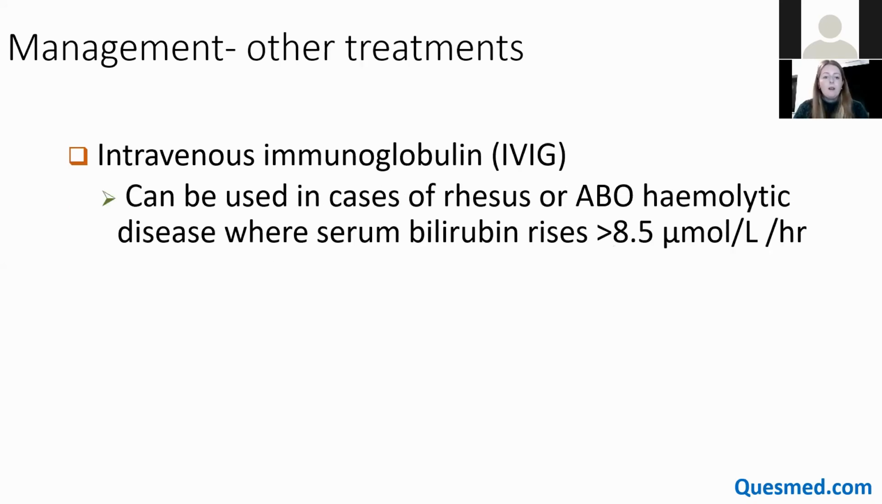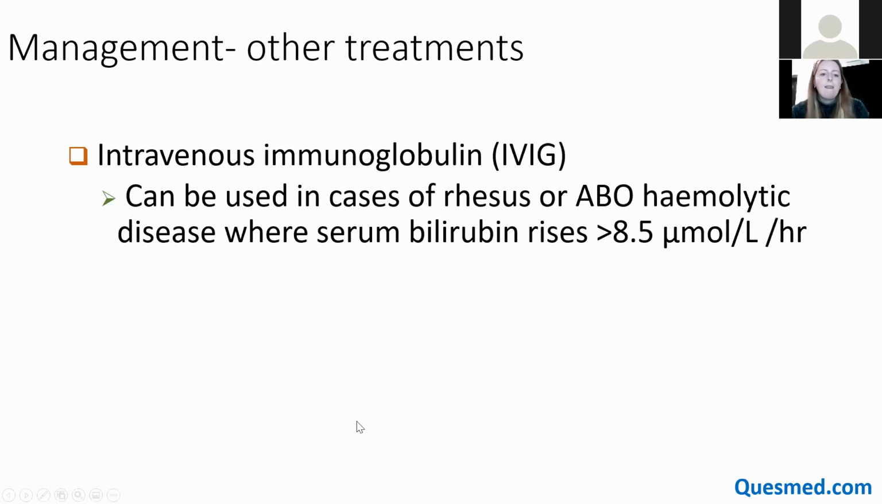Now moving on to IgG, that whoever it was asked that question, patiently awaiting this answer. It's probably not very exciting. Essentially, it can be used in cases of rhesus or ABO hemolytic disease where the serum bilirubin rises above 8.5%, so basically where the serum bilirubin is rising rapidly.